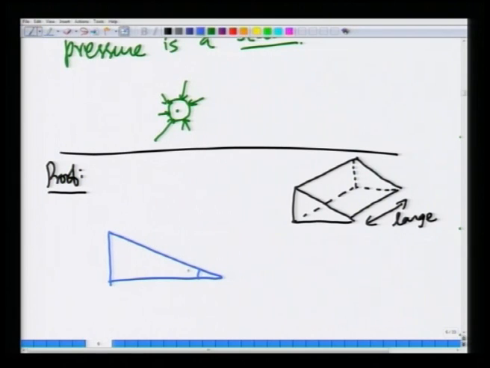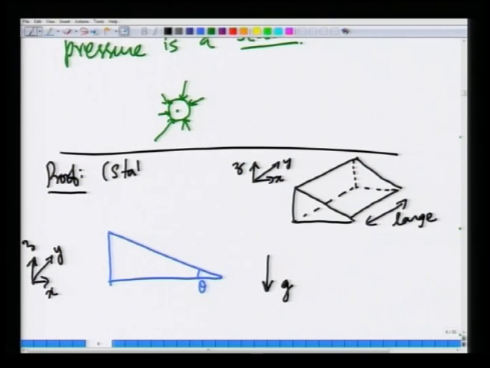Now, this angle, let it be theta. Now let us put a coordinate system: x, z, and y going into the board, which is not relevant. So x, y into the board, and z vertical. Let us say gravity is acting like this. So this is a static fluid; we are interested in fluid statics right now. So let us not draw y here, it is purely a plane. So this is x and z.